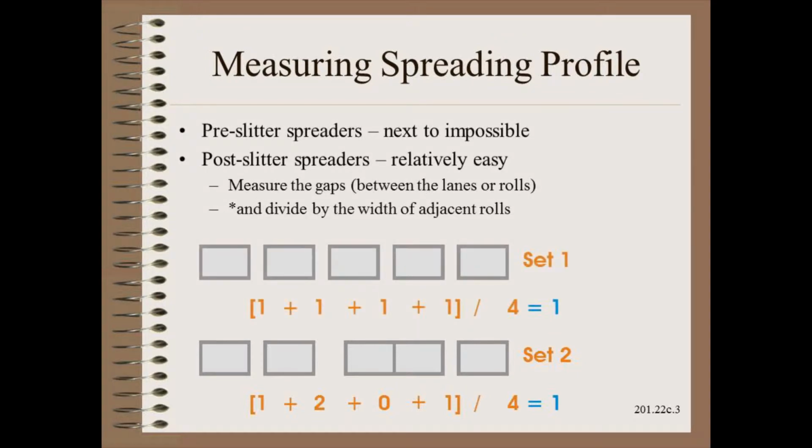In any case, measuring profile is next to impossible for pre-slitter spreaders, but relatively easy for post-slitter spreaders. All we need to do is to measure the gaps between the lanes or the rolls. In many converting and winding applications, the gap might be around 1 millimeter as indicated below.